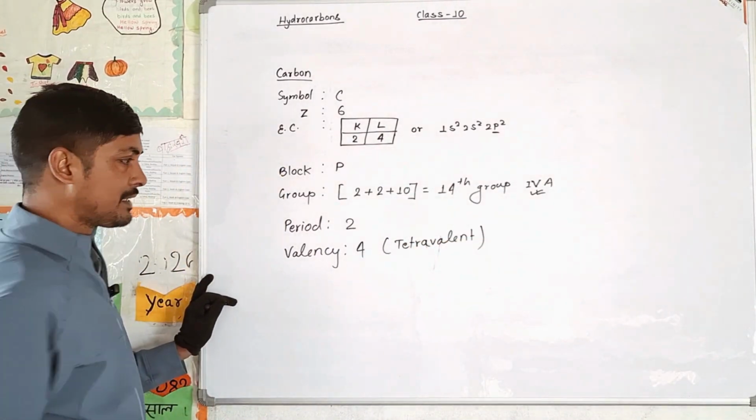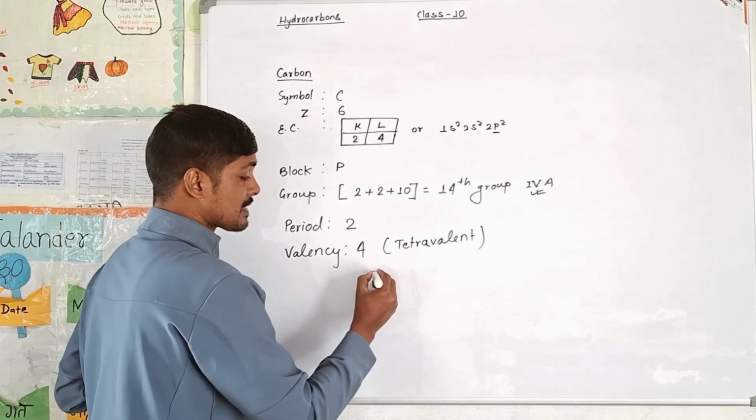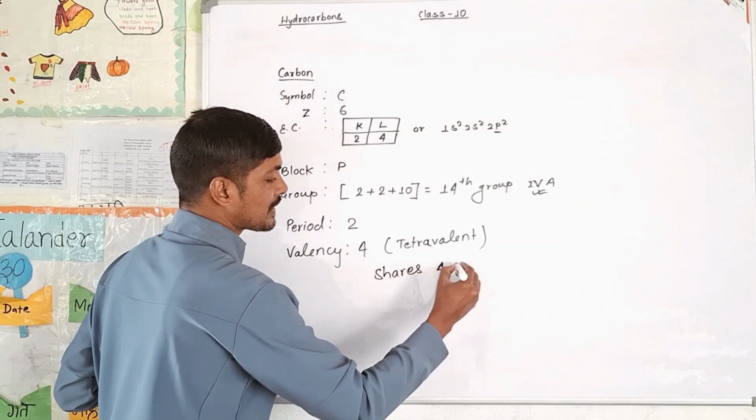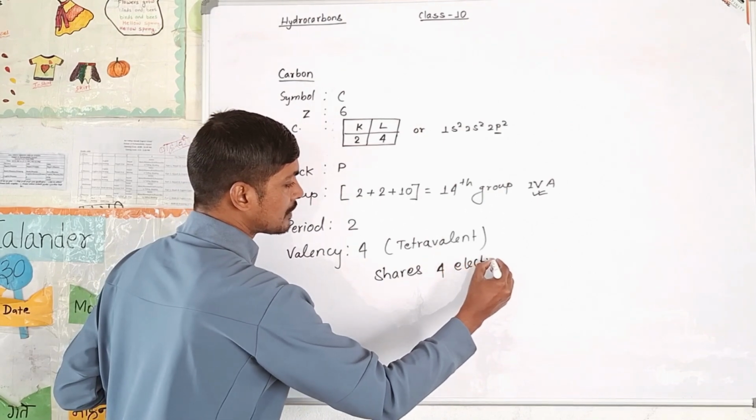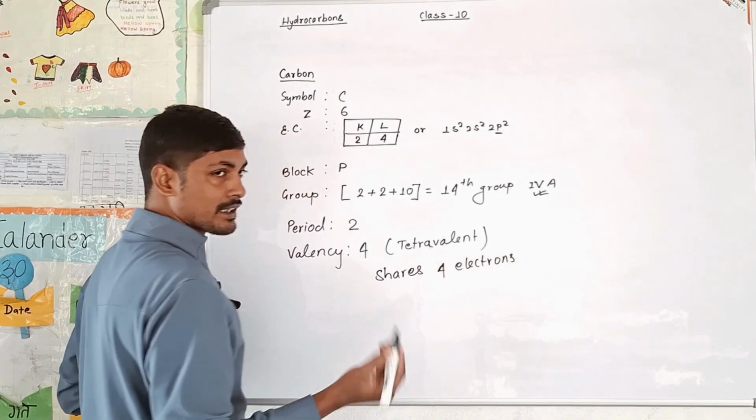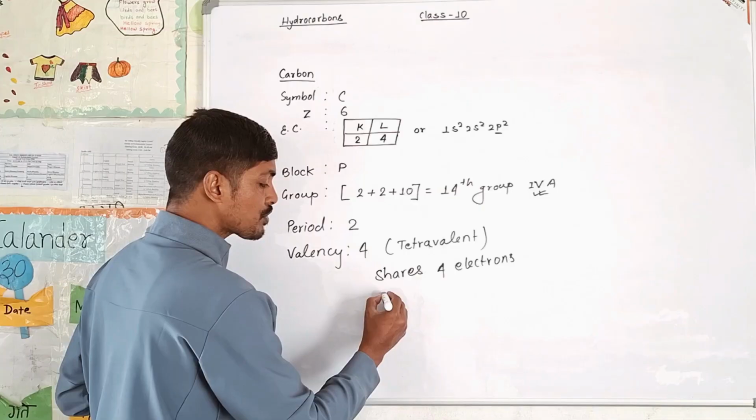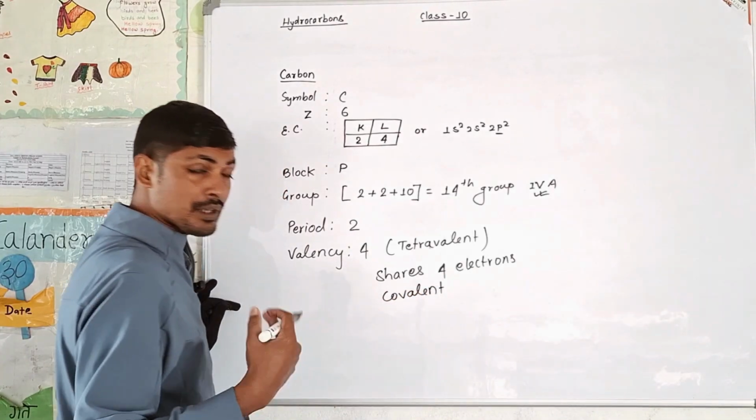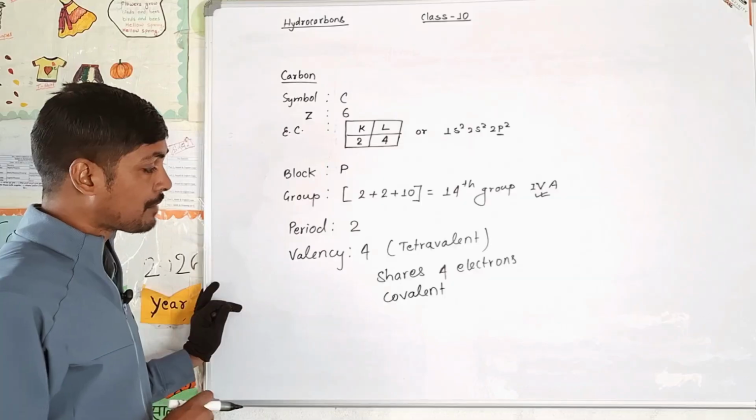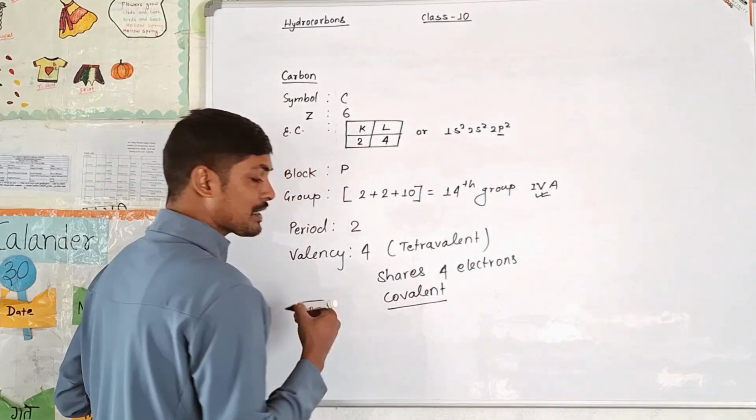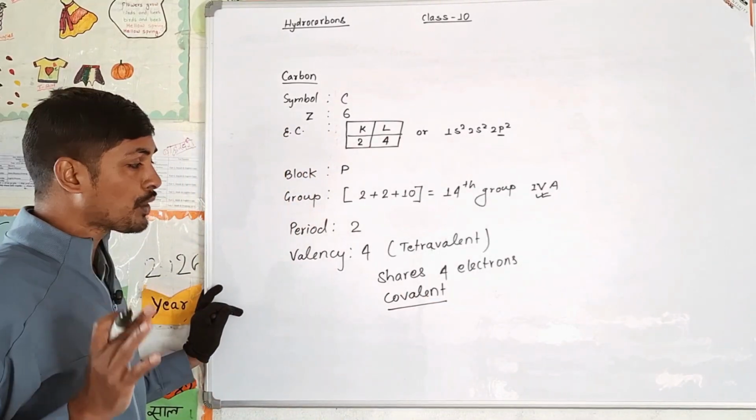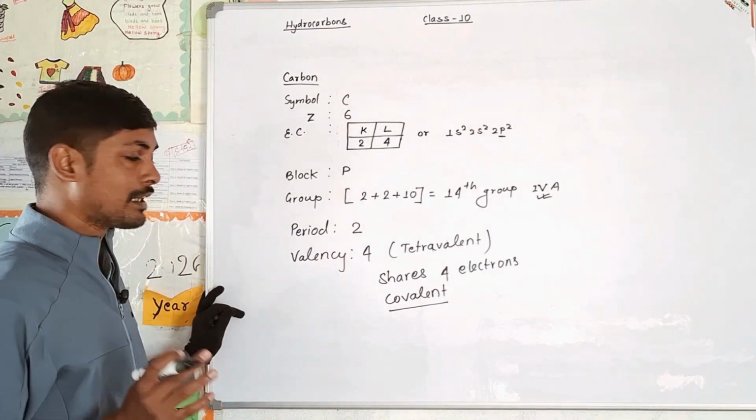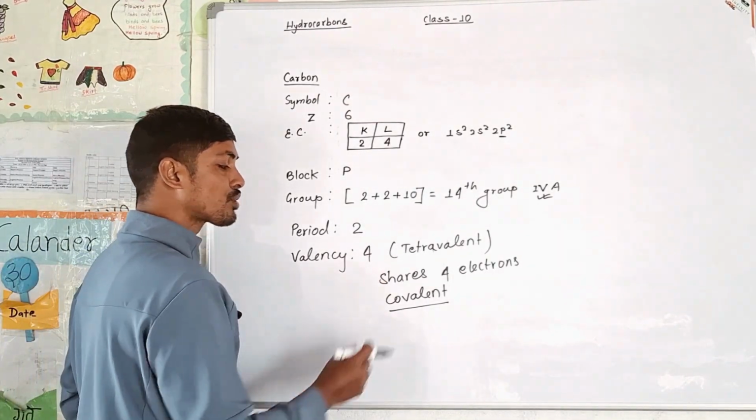Since carbon is tetravalent, generally carbon shares 4 electrons with other atoms, and it forms covalent bonds. You know, there are 2 types of bonds, ionic bond and covalent bond. What does covalent bond mean? If a bond is formed by sharing electrons, then such a bond is called a covalent bond. So carbon generally forms covalent bonds.